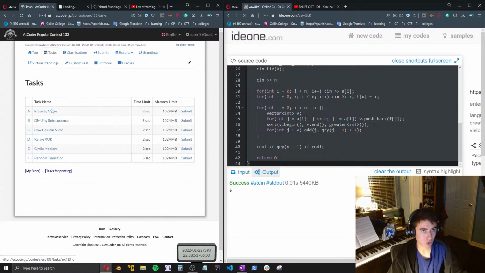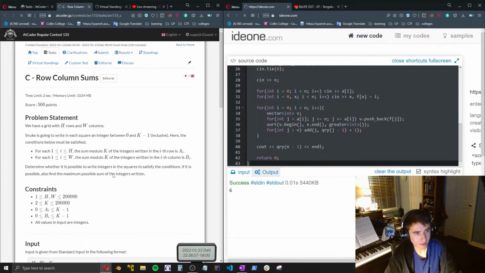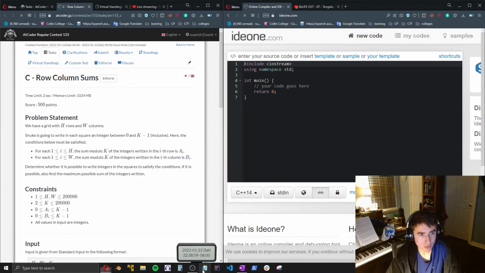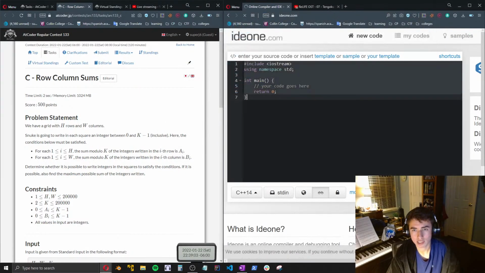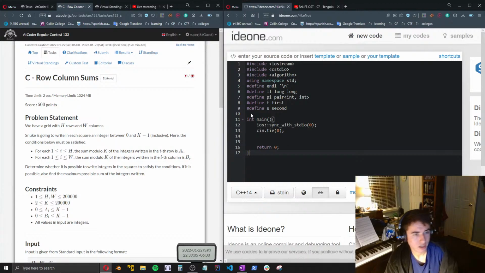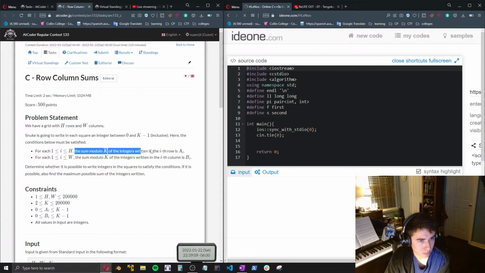Next task, row column sum. Alright, let's go for another easy clap. We have H rows and W columns. We are going to write an integer between 0 and k minus 1 in each cell. The conditions below must be satisfied: the sum modulo k of the integers in row i is a_i. Okay, sum modulo k.